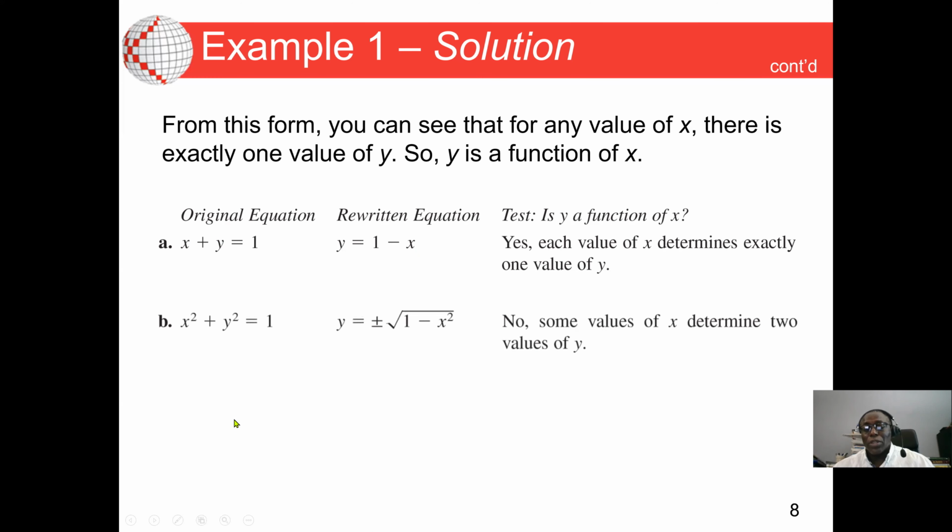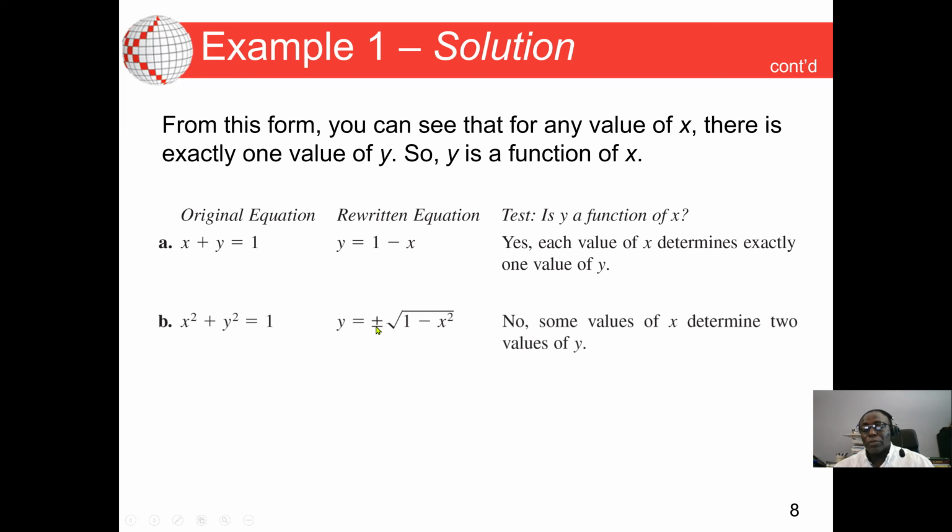Now let's look at b. In b, we have x squared plus y squared equals 1. We can rewrite it as y equals plus or minus the square root of 1 minus x squared, because we can transform the equation by writing y squared equals 1 minus x squared. When the square crosses the equal sign, it becomes a square root, and the square root can give us either positive or negative. So this is not a function.